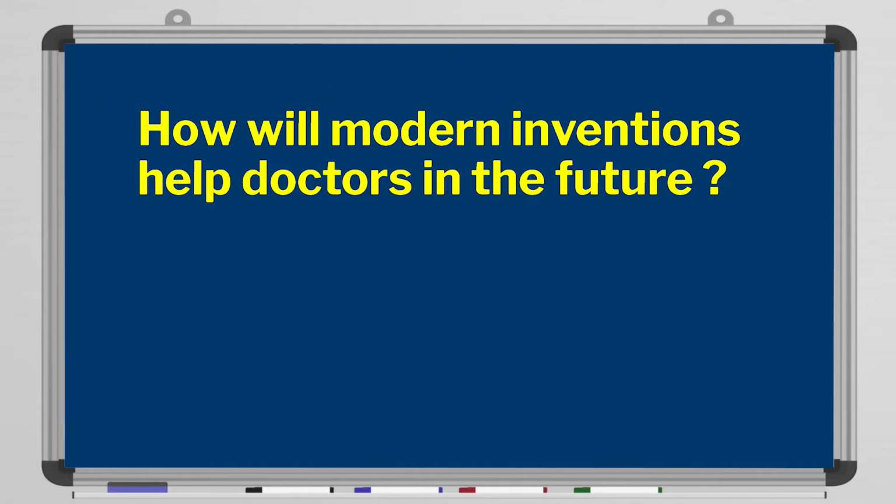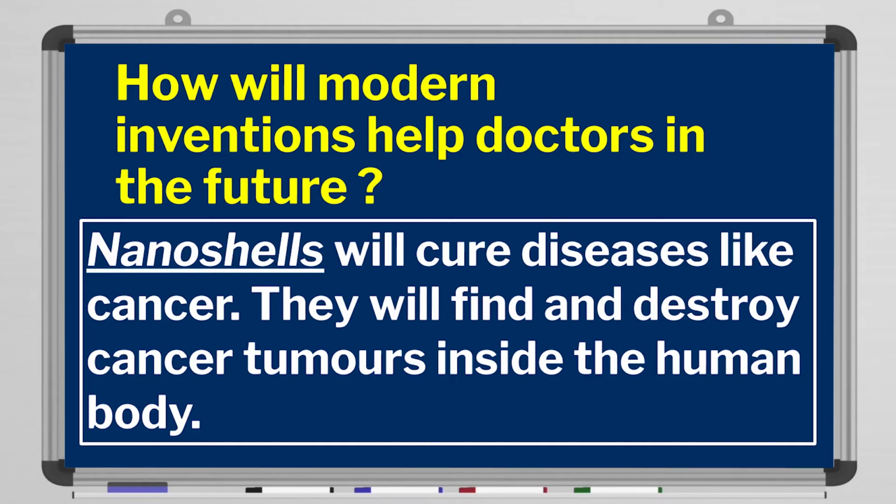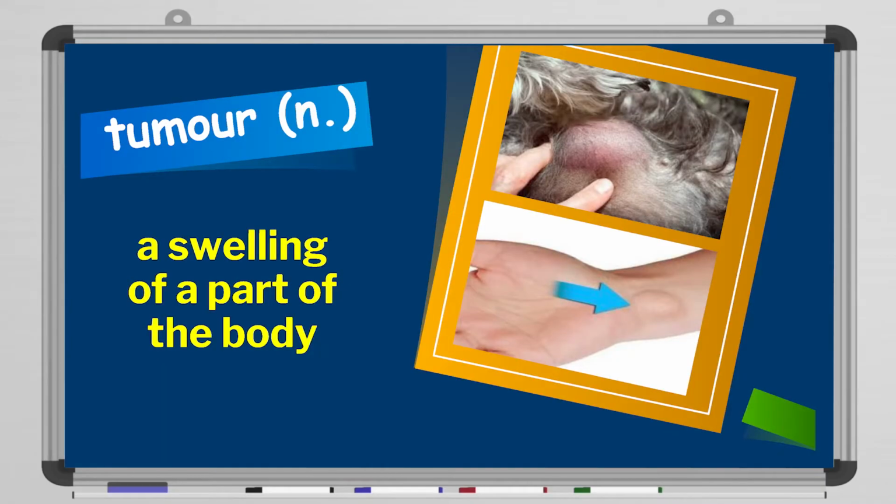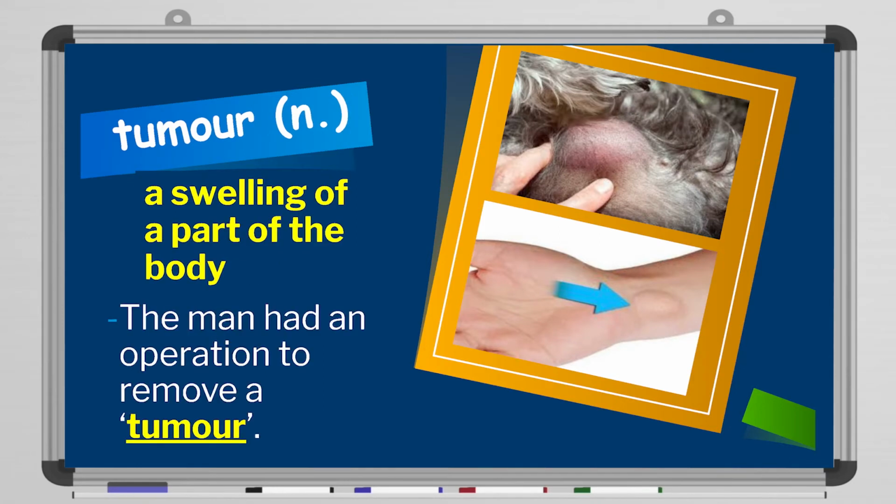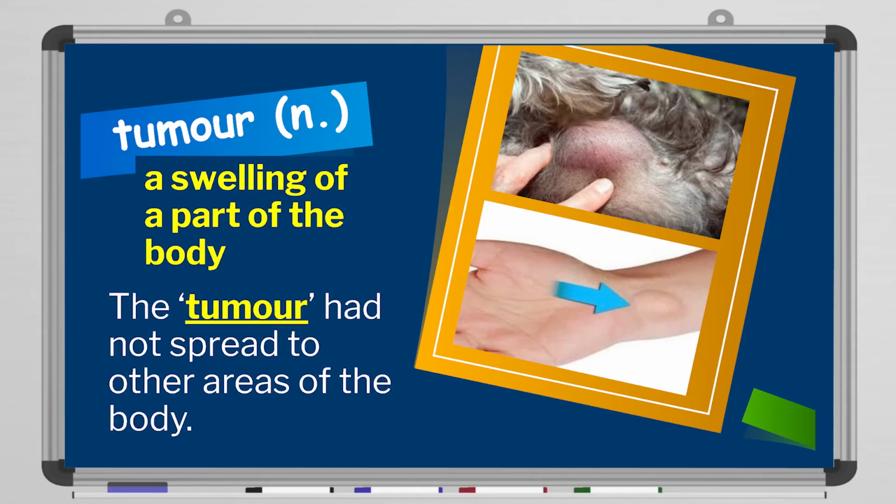Now, for the first set book question, how will modern inventions help doctors in the future? Could be with nanoshells. They will cure diseases like cancer, like we said. They will find and destroy cancer tumors inside the human body. Now you have a new vocabulary item here called tumor. What is it? It's a swelling of a part of the body. For example, the man had an operation to remove a tumor, or the tumor had not spread to other areas of the body.